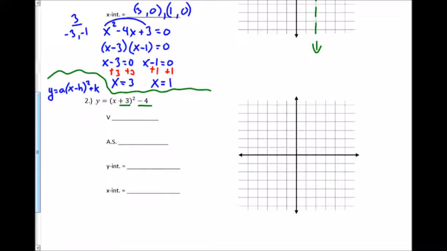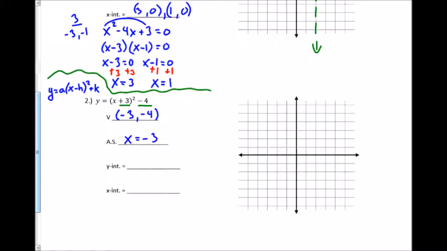All right? Inside the parentheses, that x minus h means I have to take the opposite of whatever this guy is. So instead of a +3, it's going to be a -3. But then the k value, it's plus k. So that's like plus a -4. So my k value is a -4. Axis of symmetry is still x equals a value. And in this case, it's going to be x equals a -3, the x value for my vertex.